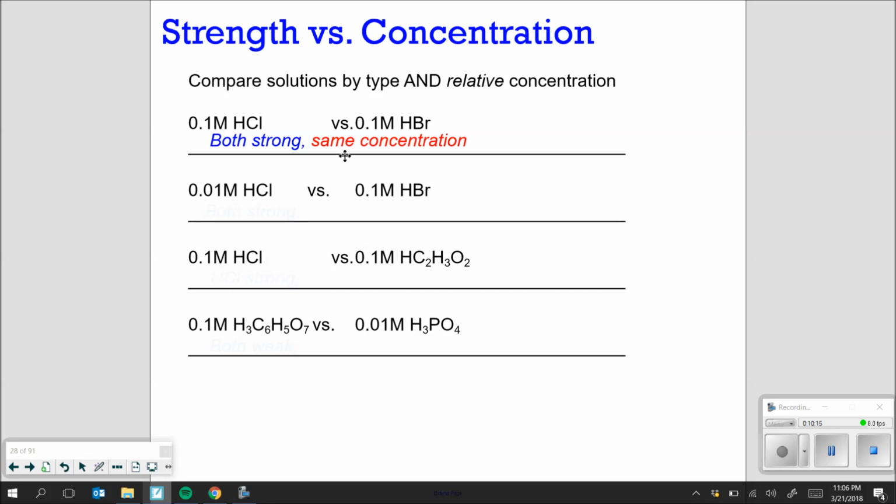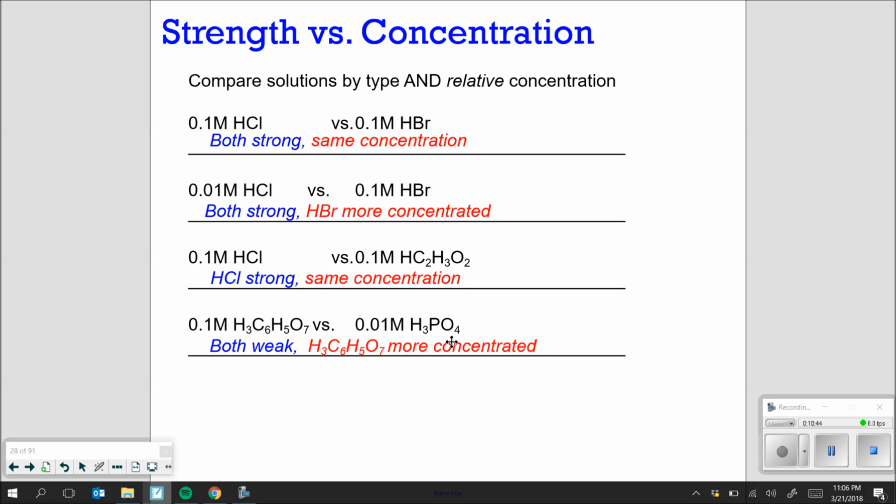So that's that. In the second one, though, I've got 2 strong acids, but one of them, the HBr, is more concentrated. Third one, I've got HCl is strong. They're both the same concentration, but HCl is strong and acetic acid is weak. And then the last one, that is citric acid. So that's more concentrated than my phosphoric acid, but they are both weak acids.